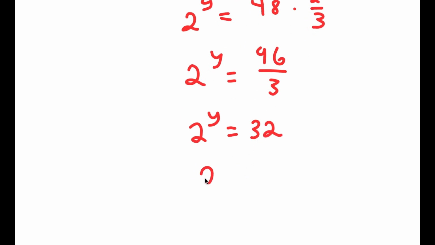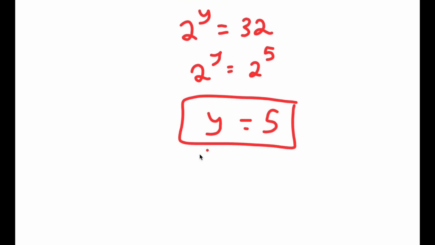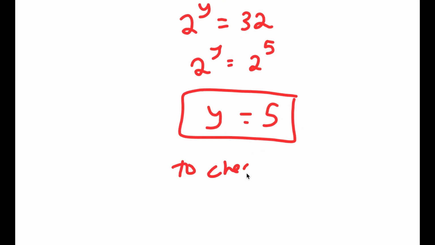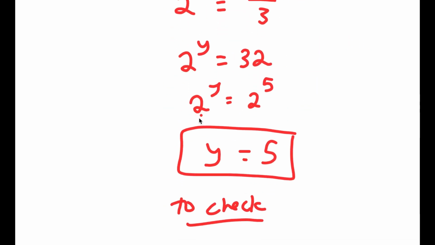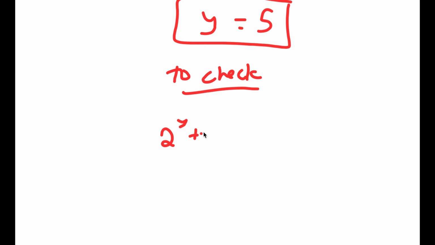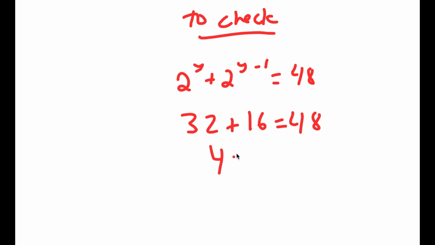Now 32 is the same thing as 2 to the power of 5. So I have 2 to the power of y is equal to 2 to the power of 5, meaning y equals 5. So now to check, if 2 to the power of y plus 2 to the power of y minus 1 is equal to 48. So 2 to the power of 5, which is 32, plus 2 to the power of 4, which is 16, and 32 plus 16 is 48. So I have 48 is equal to 48, and this is right.